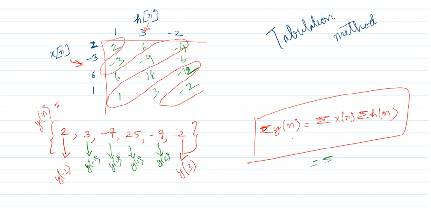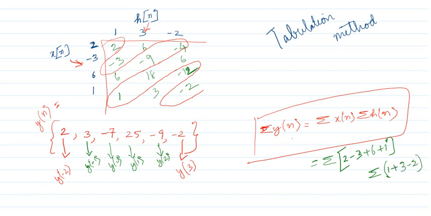Okay, what is the summation of the input? What is the input here? 2 minus 3 plus 6 plus 1. What is the summation of the impulse response? 1 plus 3 minus 2.